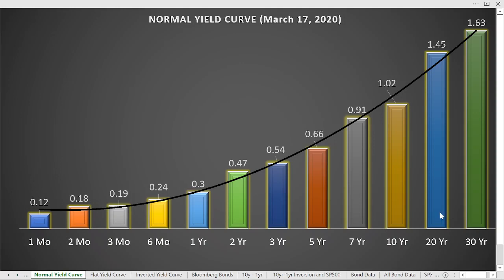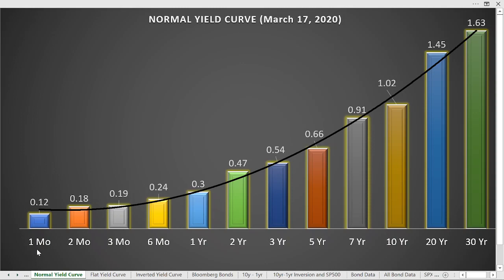Welcome back. Thought it might be helpful to spend a little time on yield curve analysis since the current inverted yield curve on U.S. Treasuries seems to be so topical. What we're looking at here are the bonds, the U.S. Treasuries on March 17th, 2020.